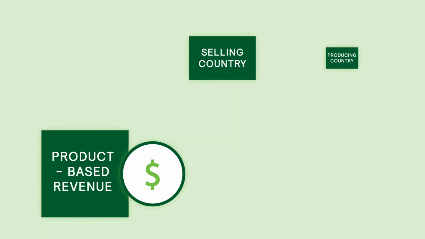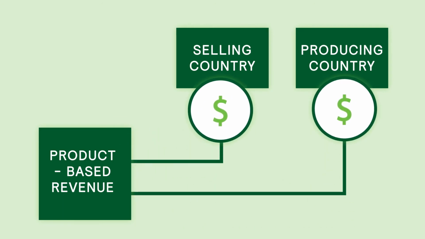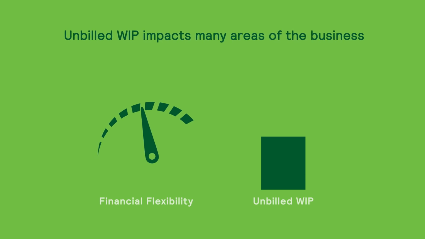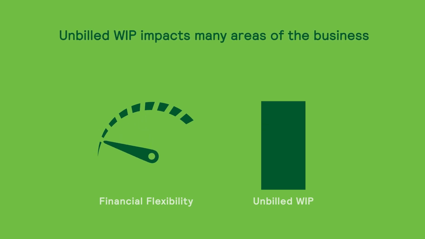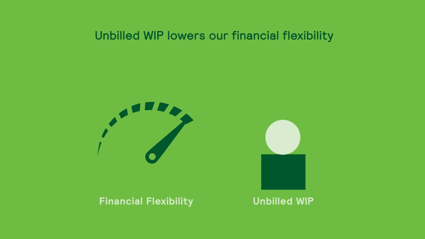For most products we sell, revenue is shared between the selling and producing countries. Product-based revenue is recognized when the product is released as opposed to when it is sold. Unbilled WIP impacts many areas of the business. Future revenues are reduced due to higher write-offs, and there's less financial flexibility for investments like new technology or acquisitions for inorganic growth.